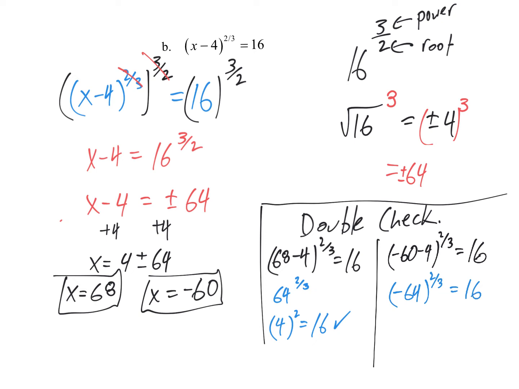Well, the cube root of negative 64 is just negative 4, and we are still squaring this number. And what we will get is that that does in fact equal 16. So we can say both answers are true, okay? And these are both valid answers, okay?